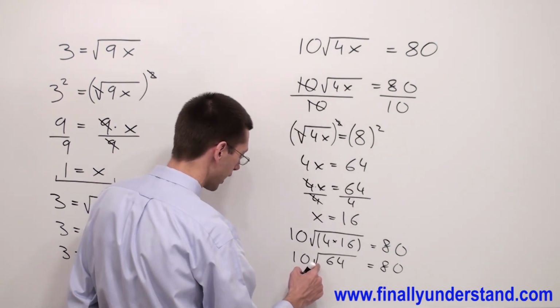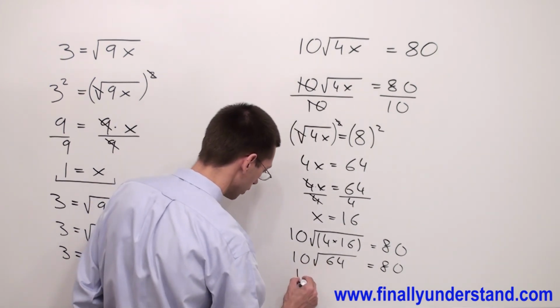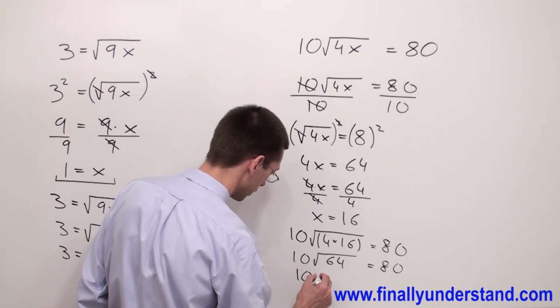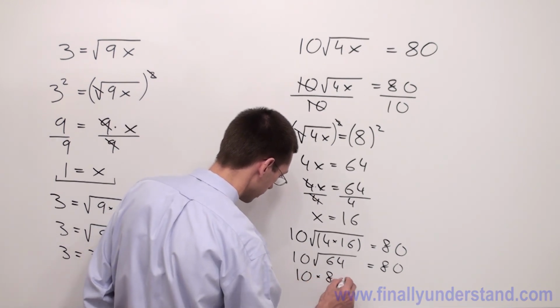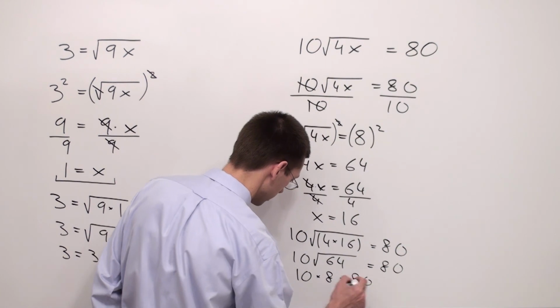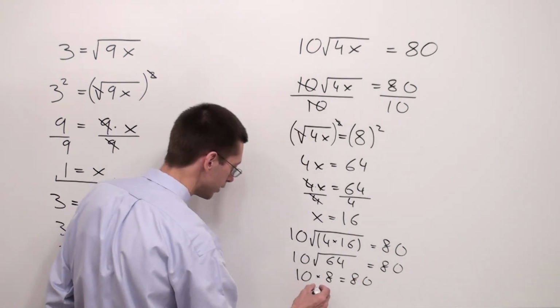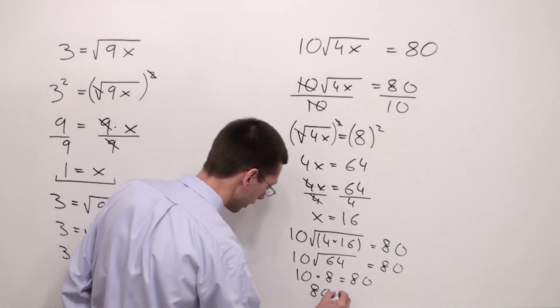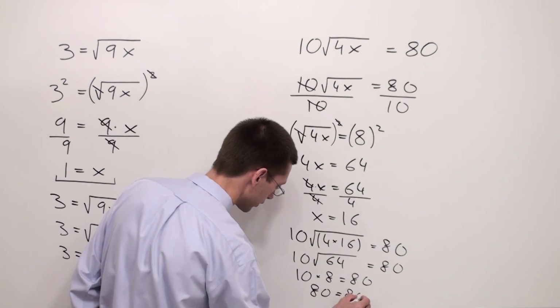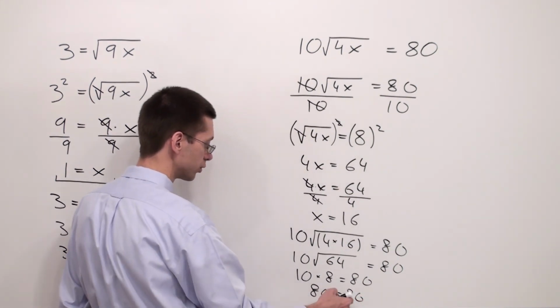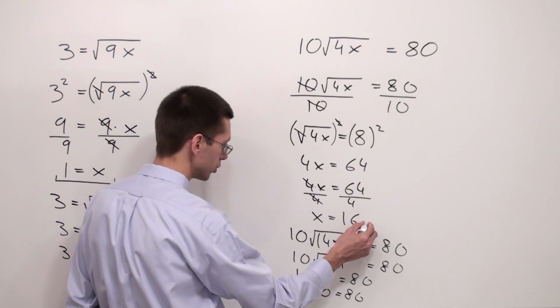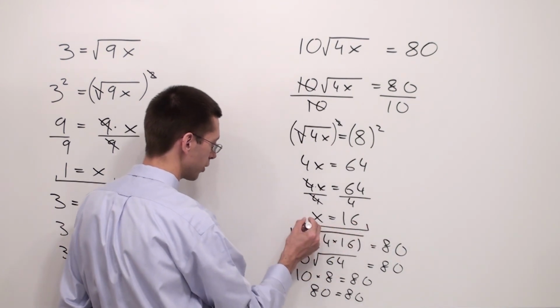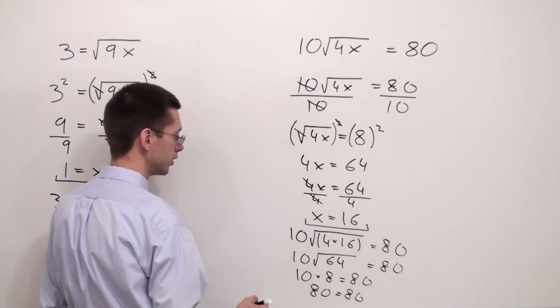10 times square root of 64. Square root of 64 is equal to 8. 10 times 8 is 80. 80 is equal to 80. As you can see, the left side is equal to the right side. That's why this is the solution to my problem. X is equal to 16.